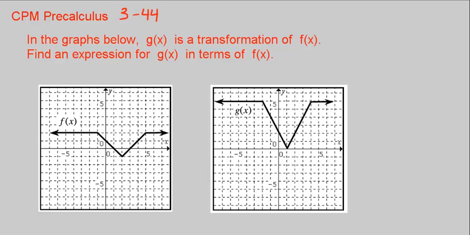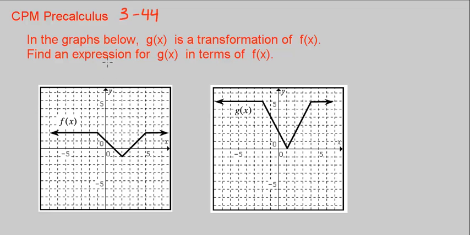This is CPM Precalculus Chapter 3, number 44. So here we're given two graphs. We have g of x here, and we have f of x here. And we're told g of x is a transformation of f of x. That means we start at f of x and we get to g of x after we've gone through transformations.